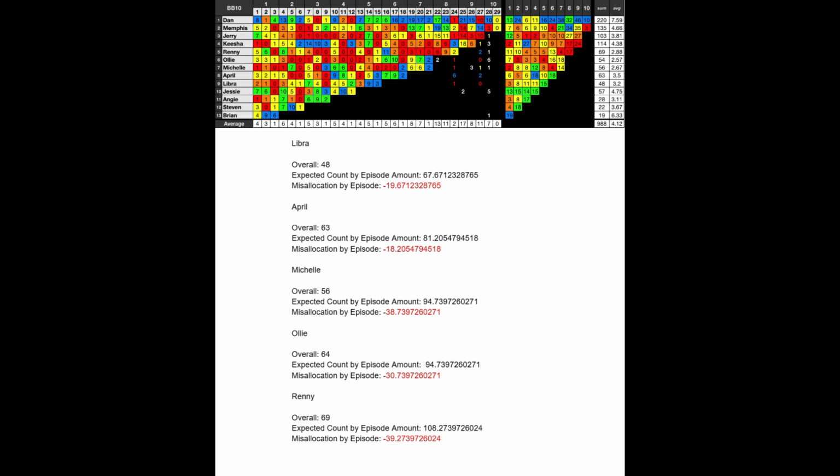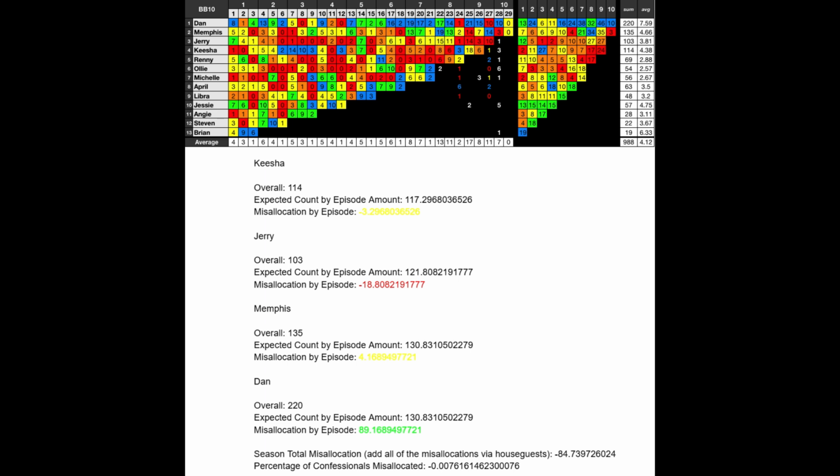Granny has 69 diary rooms. Her expected count by episode amount is 108, and she has a -39 misallocation, which is damn near 40% less than she should have. So that's pretty interesting. Things definitely do get better from here on out. Rakisha has 114 diary rooms overall. Her expected count by episode amount is 117.29, so she's in that perfect median where she's just missing 3.29 diary rooms.